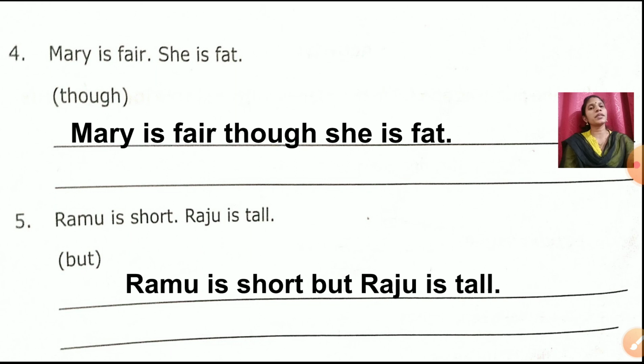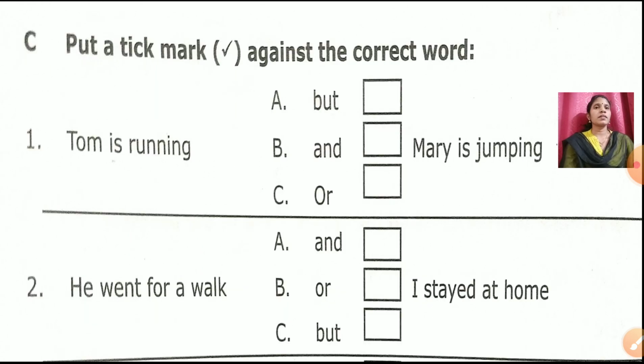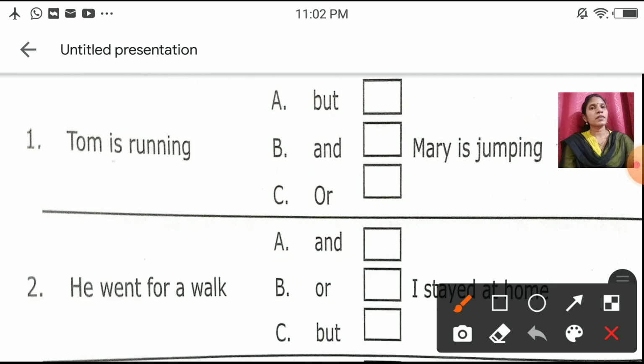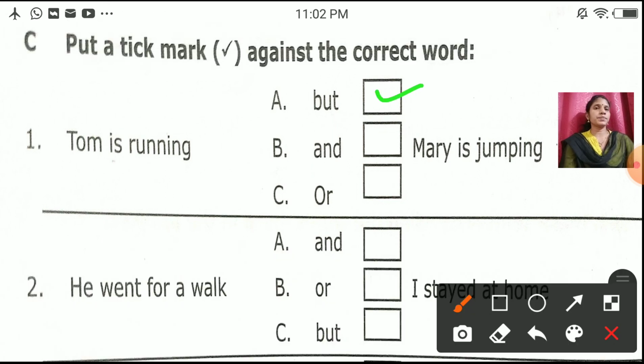Now let us move to the next one. Put a tick mark against the correct word. Tom is running, and on the opposite side you can see Mary is jumping. Two different persons, with opposite ideas. So what we have to do is put a tick mark in "but". Tom is running but Mary is jumping.